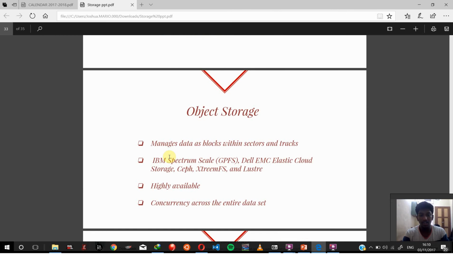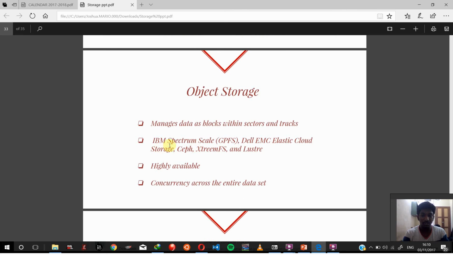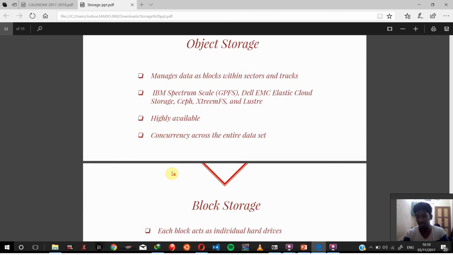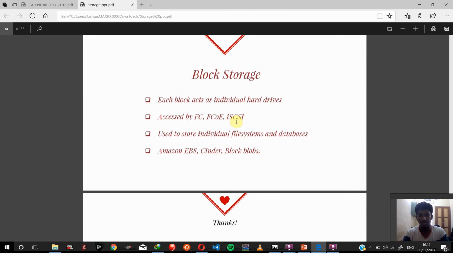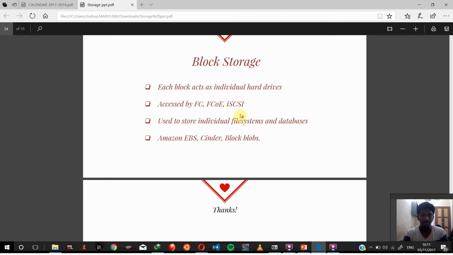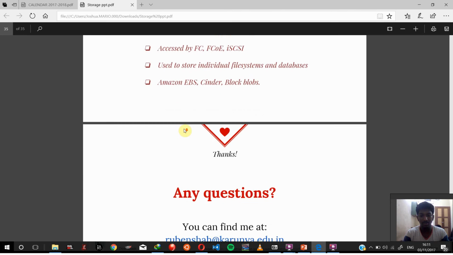In object storage, data blocks are saved within sectors and tracks. Examples are IBM Spectrum Scale, Dell EMC Elastic Cloud, and so on. This provides concurrency across the entire data. Then we have block storage. Each block storage acts as an individual hard drive, similar to our RAID. It can be accessed by FCoE and iSCSI. Examples are Amazon EBS, Cinder, and so on.